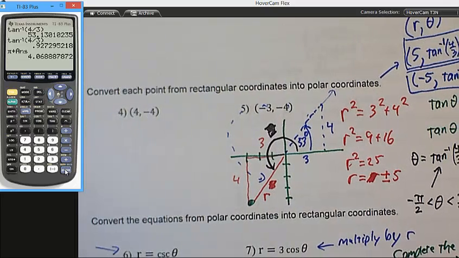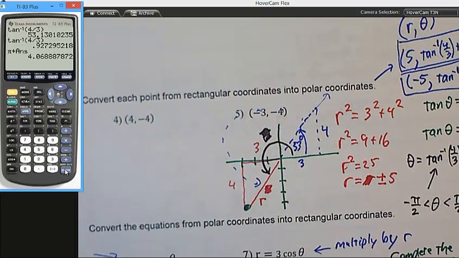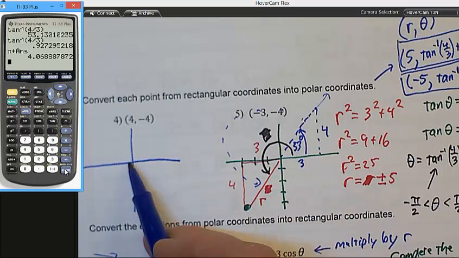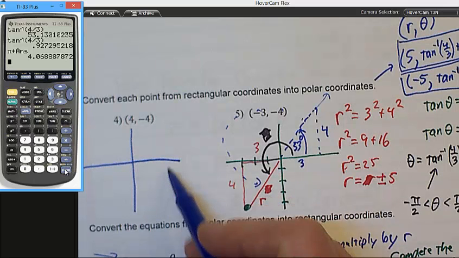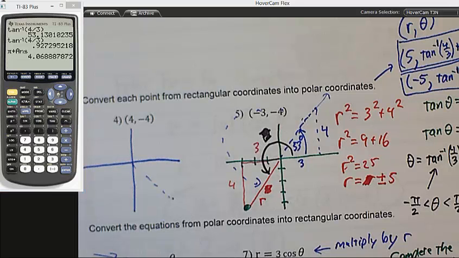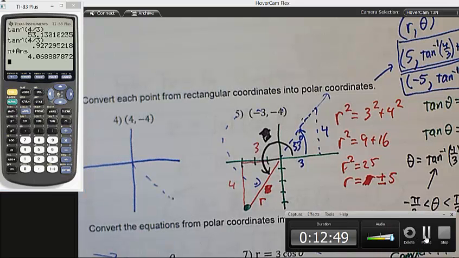For number 4, not so bad, because what quadrant do you end up in? Well, let's see. You end up over here, 4, -4. You end up over here, right? And if you're in quadrant 4, you're in the range of the arctan, and it works out okay. So that one works out a little nicer. Okay? So I think that's probably enough on the quiz.